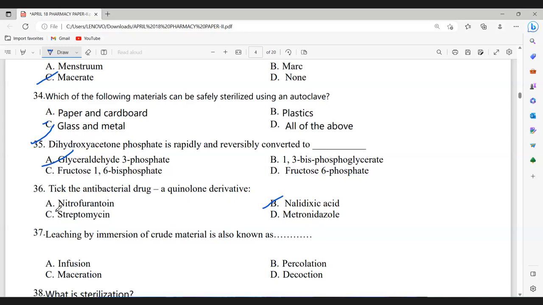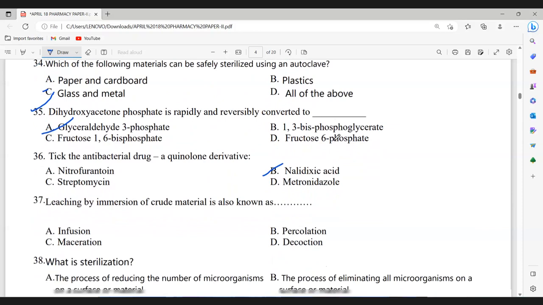Then coming to the options explanation, nitrofurantoin is a nitrofuran antibiotic. Streptomycin is an aminoglycoside antibiotic. And metronidazole is a nitroimidazole antibacterial. Which last one? After levofloxacin, moxifloxacin. It is moxifloxacin.